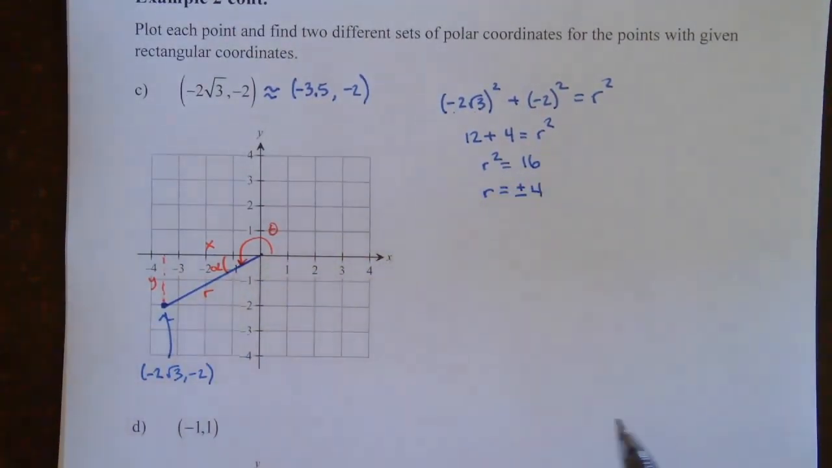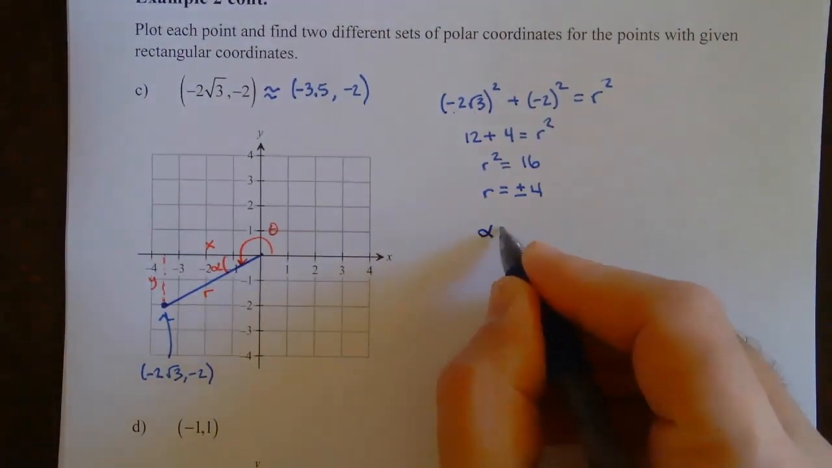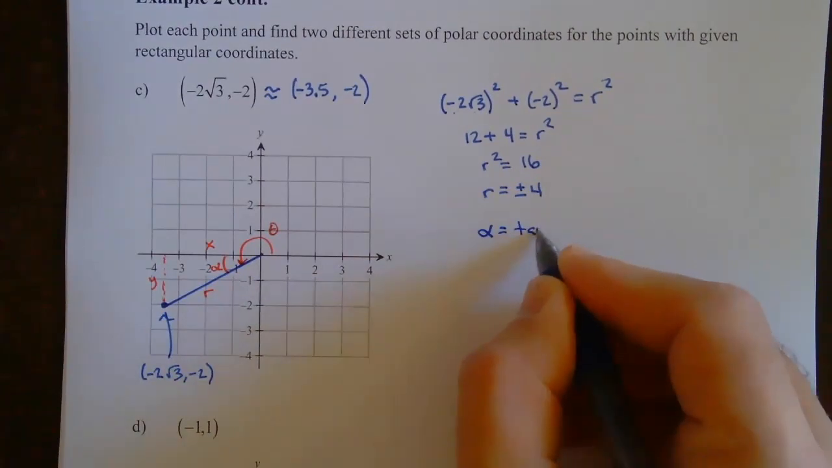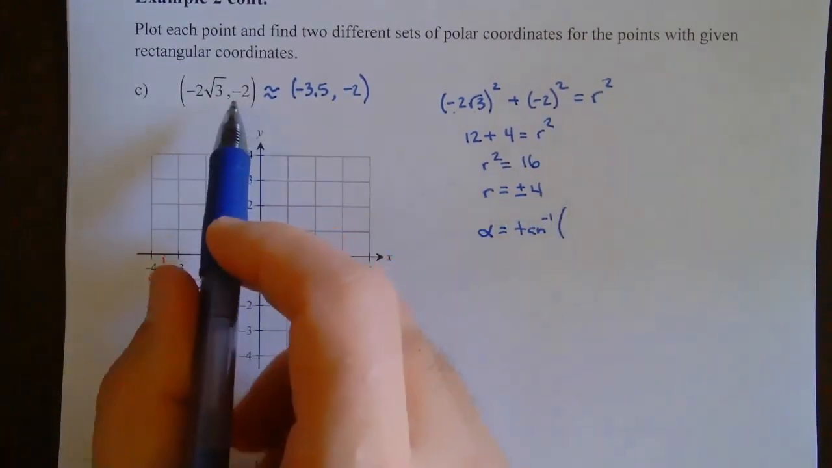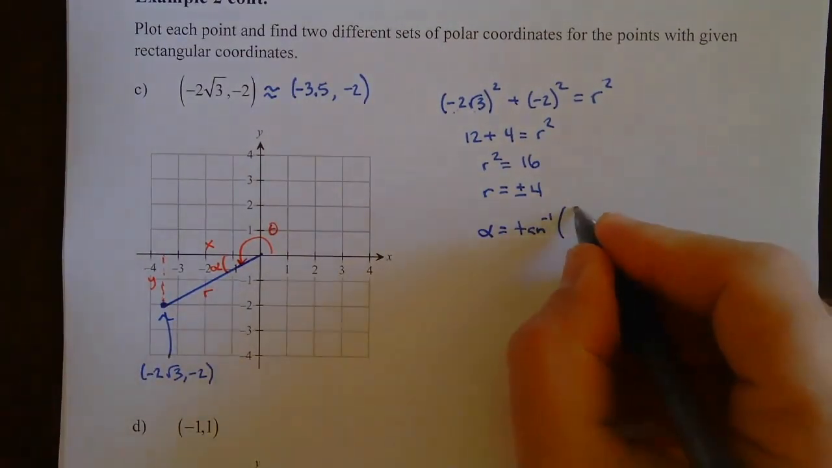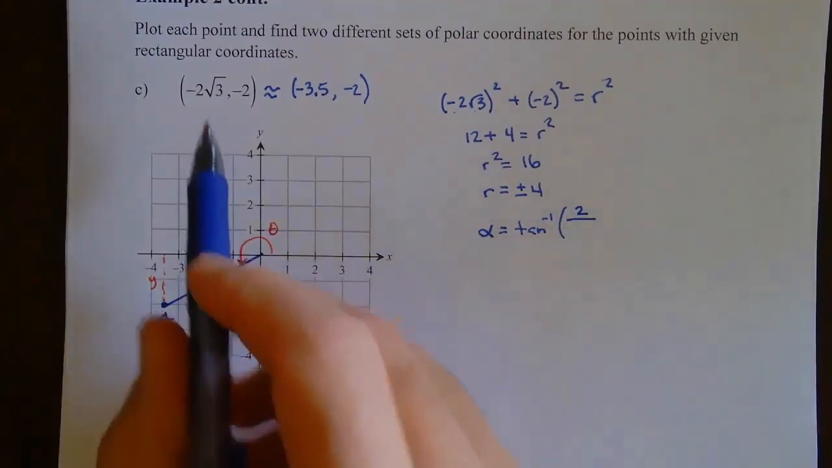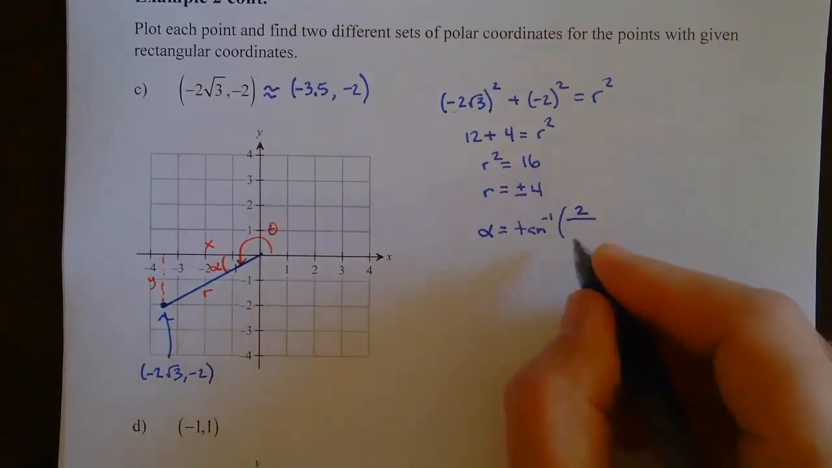Now we're going to get our alpha. And our alpha is tan inverse of y, which I'm going to make positive, because if we make them positive, you're going to get a reference angle that's between 0 and pi over 2, okay? So my y is going to be 2. The opposite side is 2, and the adjacent side is 2 square roots of 3.